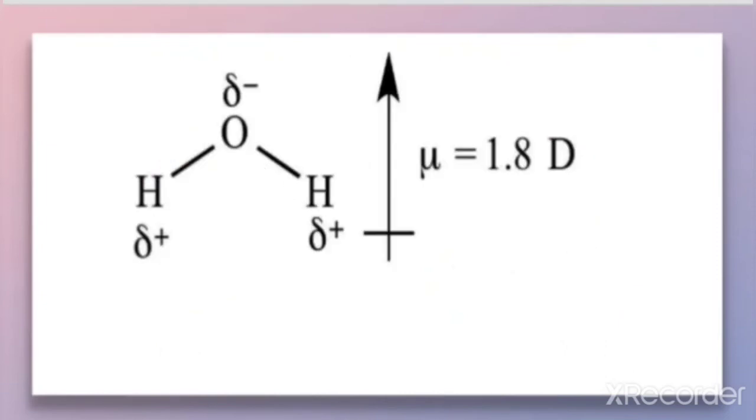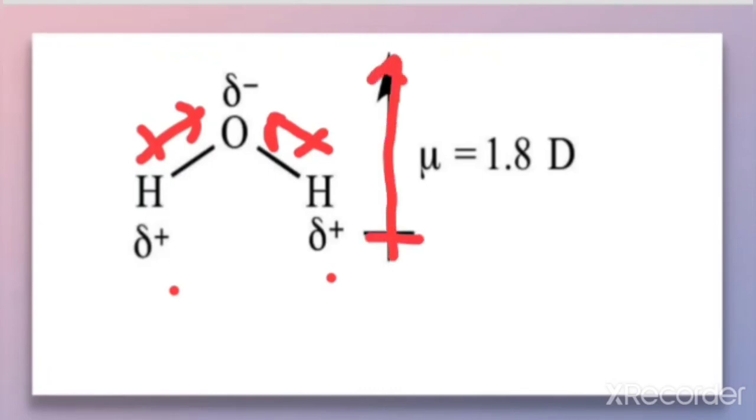So in the case of water, the two bond dipoles are there, one in this direction and one in this direction. So what will be the vector sum of these two? The vector sum of these gives a resultant dipole in this direction. Its value is equal to 1.8 D. That is the value we got from the vector sum of these two bond dipoles.